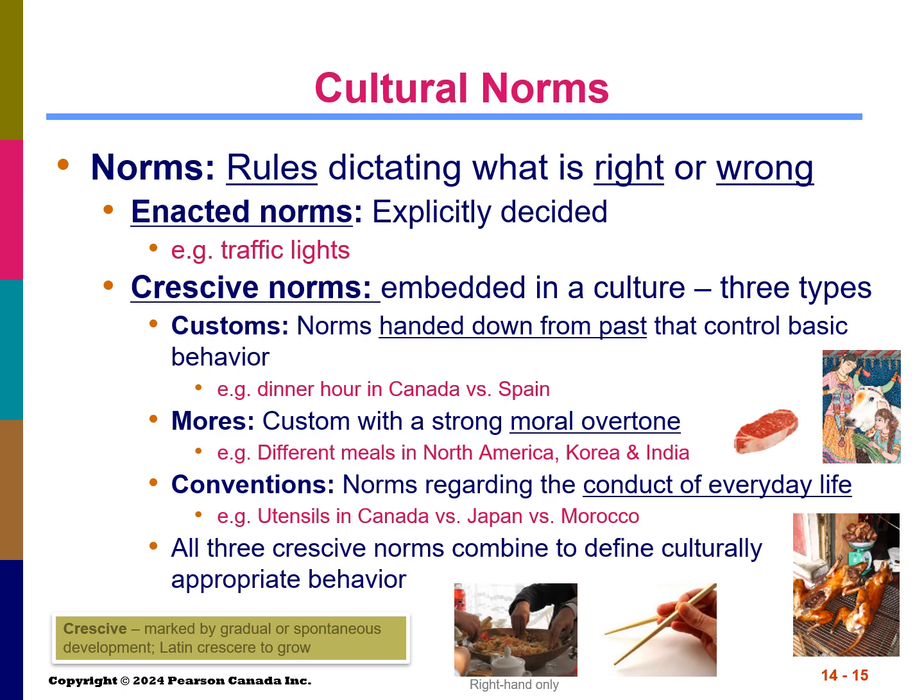Conventions are norms regarding the conduct of everyday life, the subtleties of consumer behavior, like table etiquette and proper dinner attire. For example, in Canada, people tend to eat with a knife and fork, while in Japan, people use chopsticks, and in Morocco, people use their fingers, but only using their right hand thumb and first and second fingers. Using more is a sign of gluttony. All three oppressive norms combine to define culturally appropriate behavior.